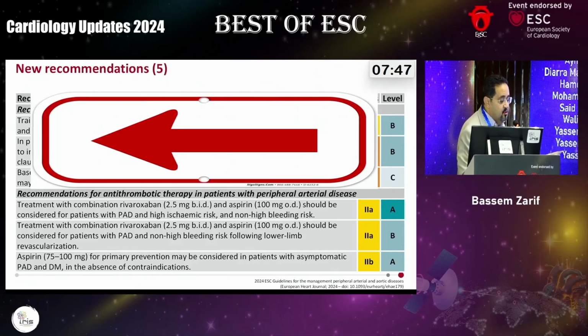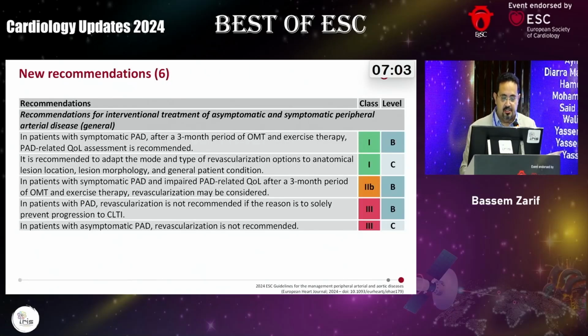And finally, to have an overview of antithrombotic therapy, treatment with combination rivaroxaban, vascular dose, 2.5 twice daily, and aspirin should be considered in patients with peripheral arterial disease with high ischemic risk from symptoms and from the morphology of ultrasound, and non-high bleeding risk. This is the same rivaroxaban vascular dose plus aspirin in those who developed it following lower limb revascularization. And all of this is class 2A indication, and aspirin for primary prevention may be considered in asymptomatic patients who are diabetic, high-risk patients and not high-risk lesions.